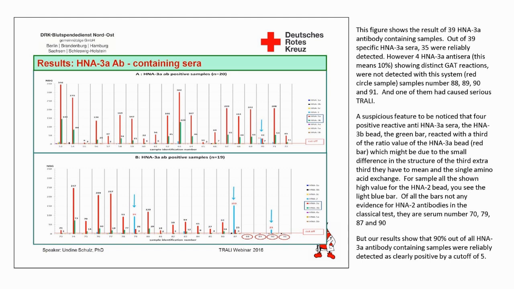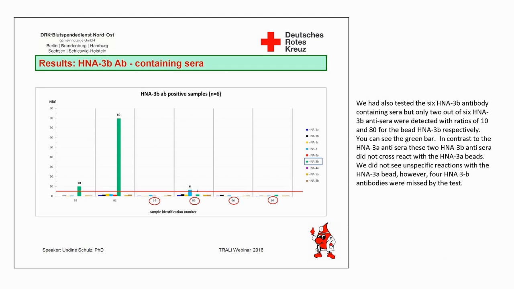We had also tested the 6 HNA3B antibody-containing sera, but only 2 out of 6 HNA3B antisera were detected with ratios of 10 and 18 for the bead HNA3B respectively. You can see the green bar. In contrast to the HNA3A antisera, these two HNA3B antisera did not cross-react with the HNA3A bead. Here we could not see unspecific reactions with HNA3AB. However, four HNA3B antibodies were missed by the test.